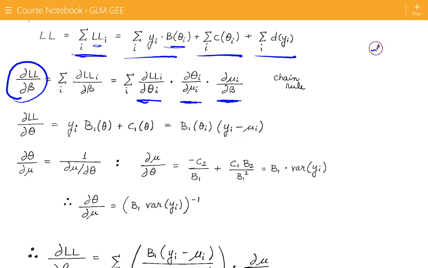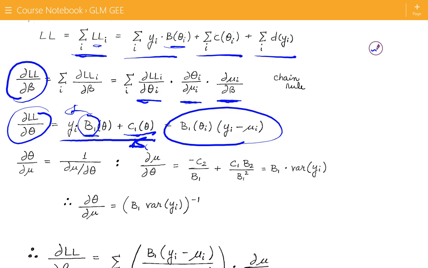Now, looking closely, y_i times b1 plus c1, the first derivative of b plus the first derivative of c, is our derivative in terms of theta, which if we were to pull the b1 function out, we would end up with this being divided by b1. And negative of that divided by b1 is equal to mu, so what we end up with is that the first derivative of the likelihood function is the first derivative of the b function times y_i minus mu_i, y_i minus its mean.